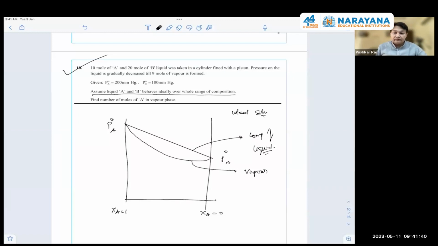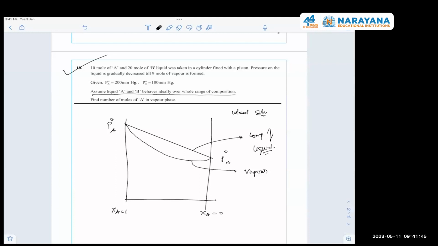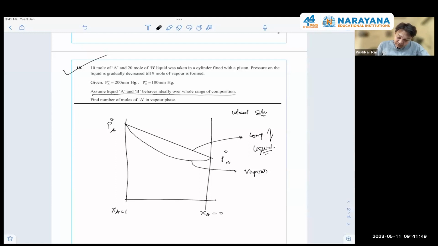Raoult's law. Remember Raoult's law? Yes, sir. Yeah. This is a phase diagram. Why am I calling this a phase diagram? This is high pressure. This is low pressure. At low pressure, what is there? Gas. At high pressure, what is there? Liquid. This region belongs to what? Liquid-vapor equilibrium. Recall. So this question is related to this.